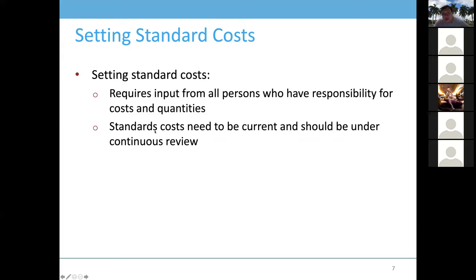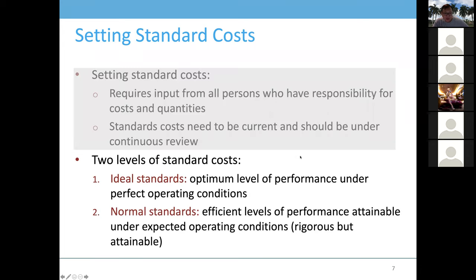And also this standard cost has to be updated. For example, since COVID, the construction materials have become very expensive. So you can't use the same standard cost from prior to COVID for today's planning. And this has to be under continuous review. The two levels of standard cost: ideal standard.